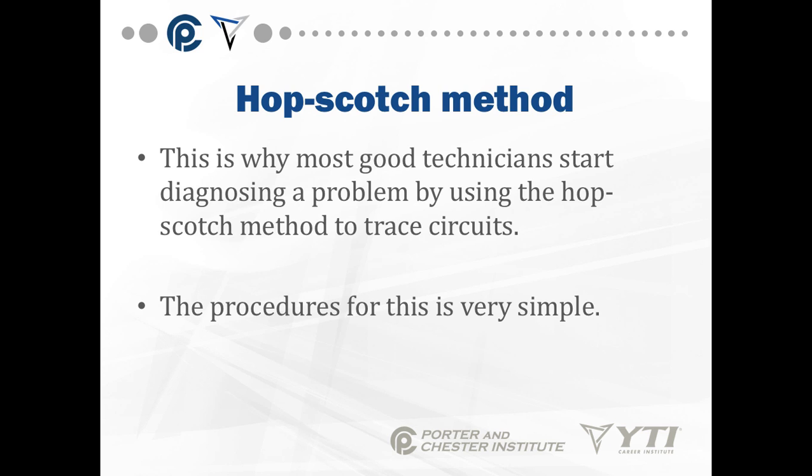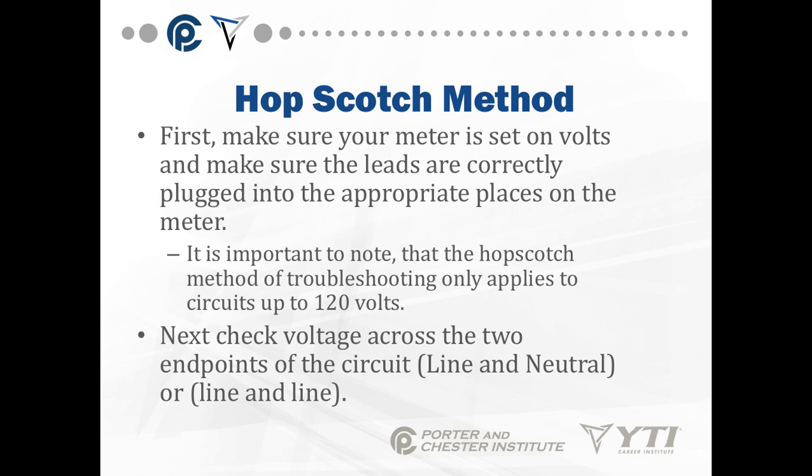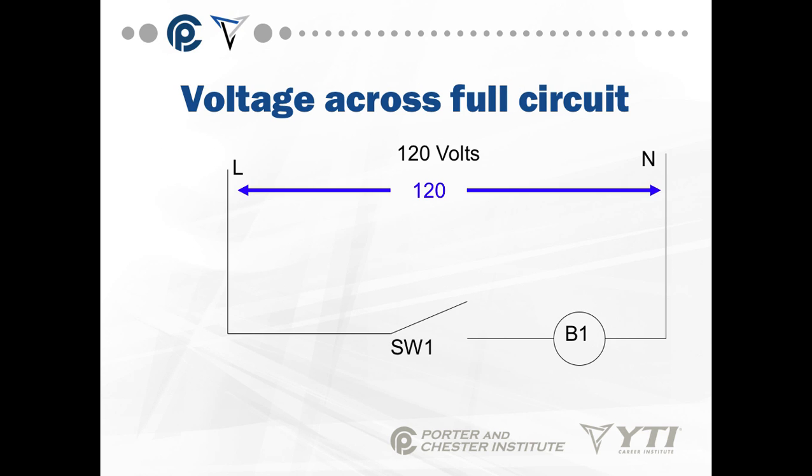The procedure for this is extremely simple. First, make sure your meter is set on volts and make sure the leads are correctly plugged into the appropriate spaces on the meter. It's important to note that the Hopscotch method of troubleshooting only applies to circuits up to 120 volts. Next, check the voltage across two endpoints of the circuit, line and neutral or line and line. First, again, check your voltage across line and line. Make sure we have source voltage. If you don't have source voltage, you have to stop right there and find out why you don't have source voltage.